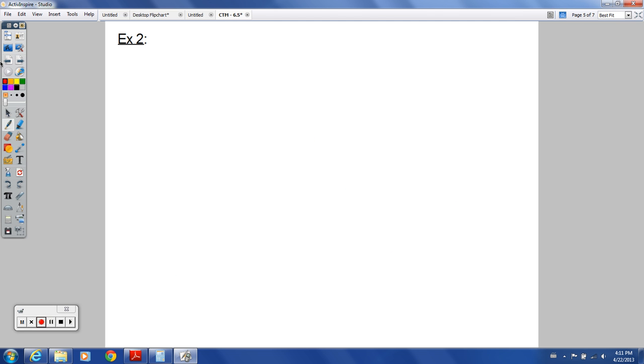Let's check out example 2 now. So second example, now I'm going to throw in one little twist here. We're going to have to solve a little bit more here first. So solve the inequality.